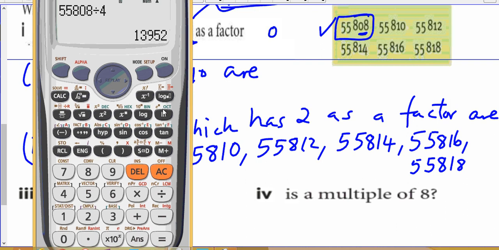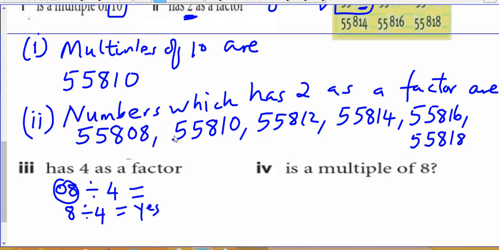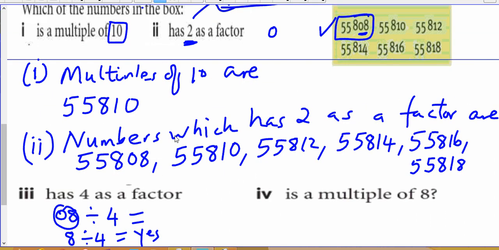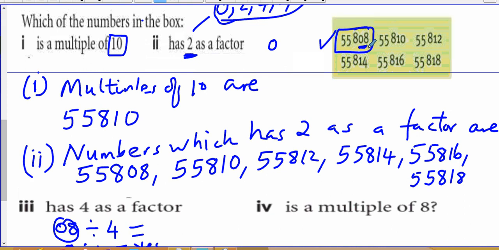How? I showed you here using a calculator. 55808 divided by 4, we are getting a whole number. When you take that whole number multiplied by 4, you are going back to the number 55808. Or by using the divisibility test, you look at the last two digits, which are 0 and 8. Now, 0 and 8 form the number 8. This number 8 is divisible by 4. That equals a whole number 2. See that?